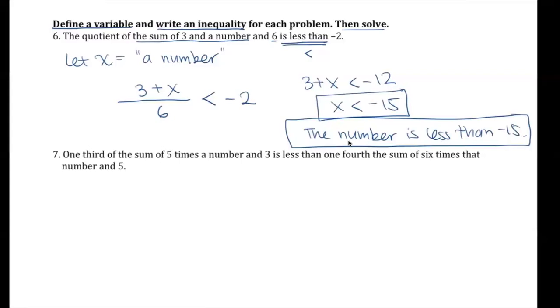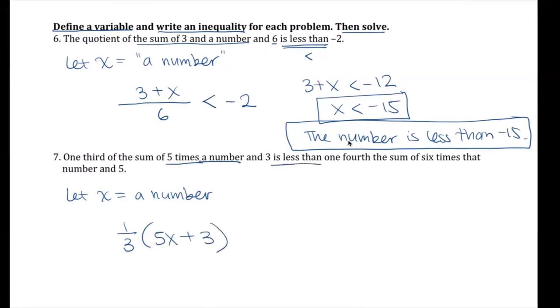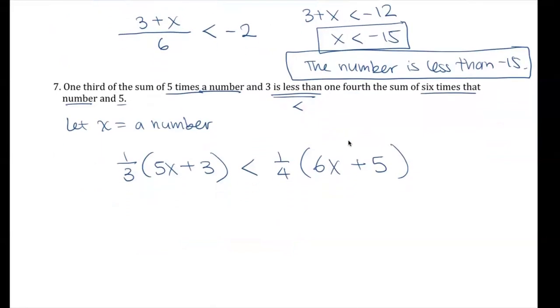Okay, and then number 7, it says a third of the sum of 5 times a number, so that's what I'm looking for again. So I'm going to let x equal a number, defining the variable. 1/3 of the sum of 5 times a number and 3, adding those two things, is less than, so that's the inequality once again, 1/4 the sum, so I'm going to add two things together again, the sum of 6 times that number and 5, so 6x plus 5. So that's how I would translate that.